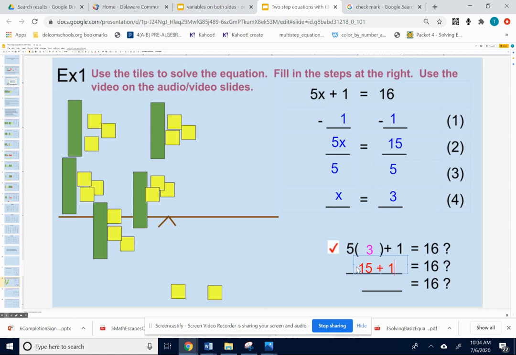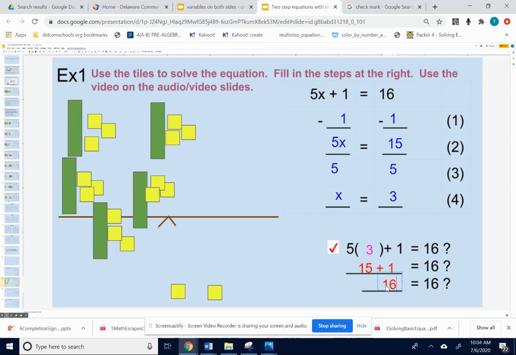I need to make sure this is true. So I'm going to add 15 plus 1 together. 15 plus 1 added together is 16. So I get 16 does equal 16. So I'm just proving to myself that my answer was correct. Okay? Do your best on these.